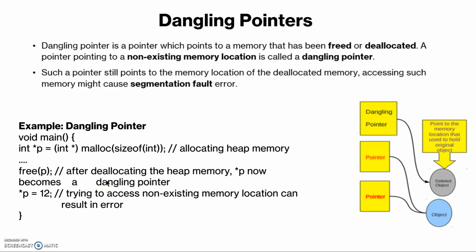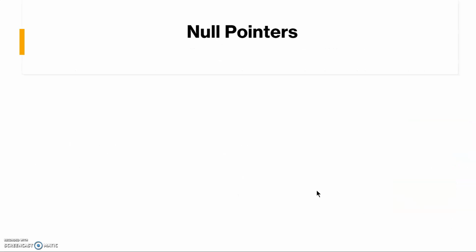Here is the diagrammatic representation. A normal pointer points to a memory location that holds the original object, but a dangling pointer will be pointing to a deleted object. A normal pointer points to objects already existing, but a pointer which is pointing to a deleted object is referred to as a dangling pointer. Okay, that is about your second type.